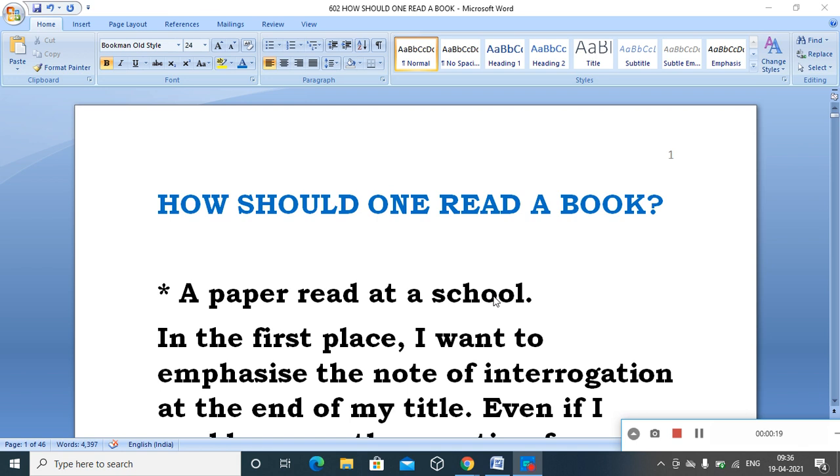This is an essay, and you can read the title: "How Should One Read a Book?" When you write it down, you have to put it in double quotes because it's not a book-length publication. It's an essay and it should be in double quotes. So the question: how should one read a book?